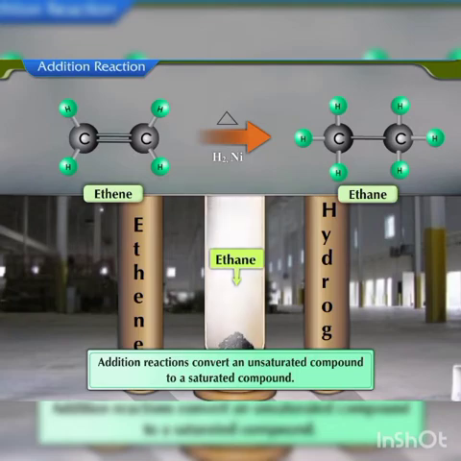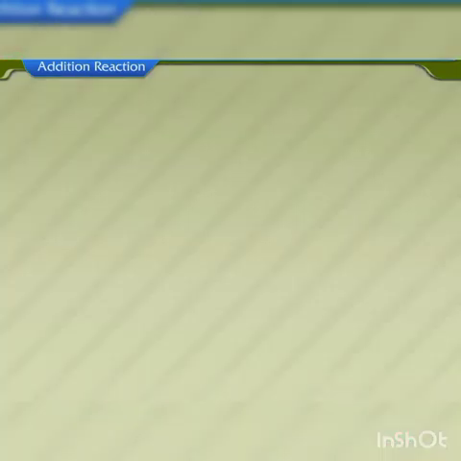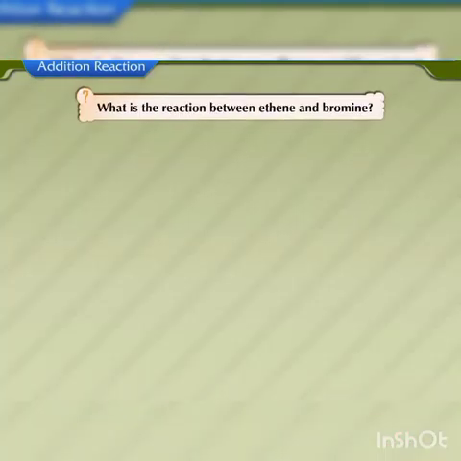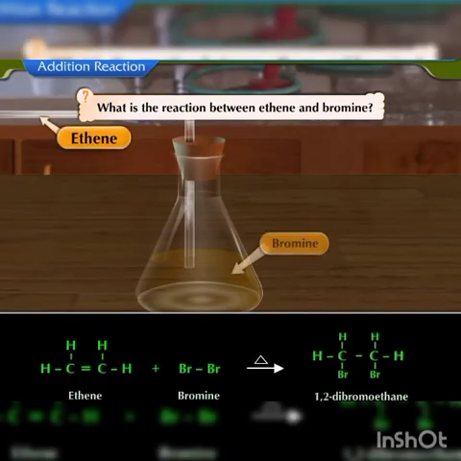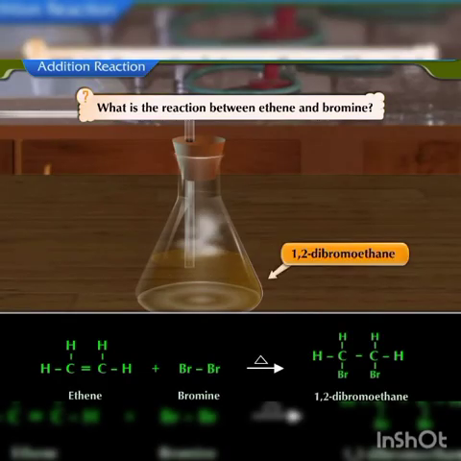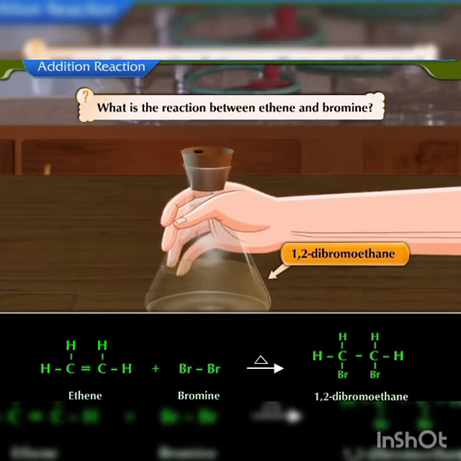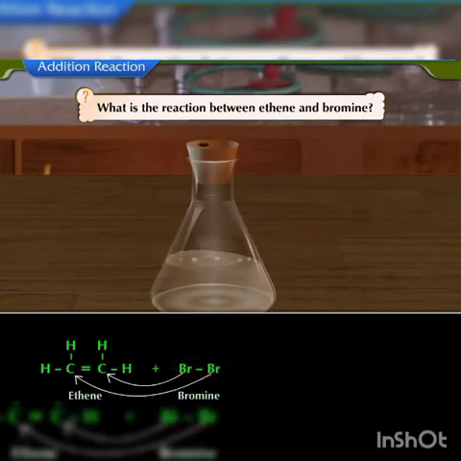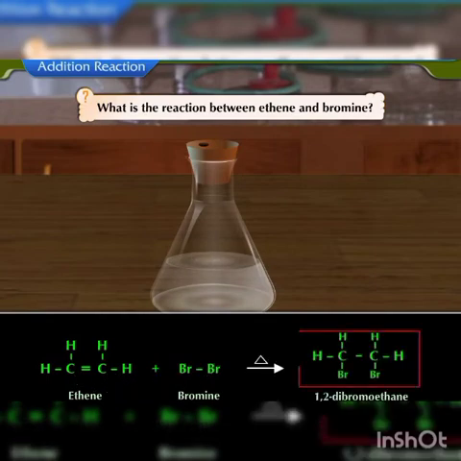Consider another example. Ethene reacts with bromine to form 1,2-dibromoethane. One bromine atom adds to each carbon atom of ethene, due to which the double bond opens up to form a compound 1,2-dibromoethane with a single bond.